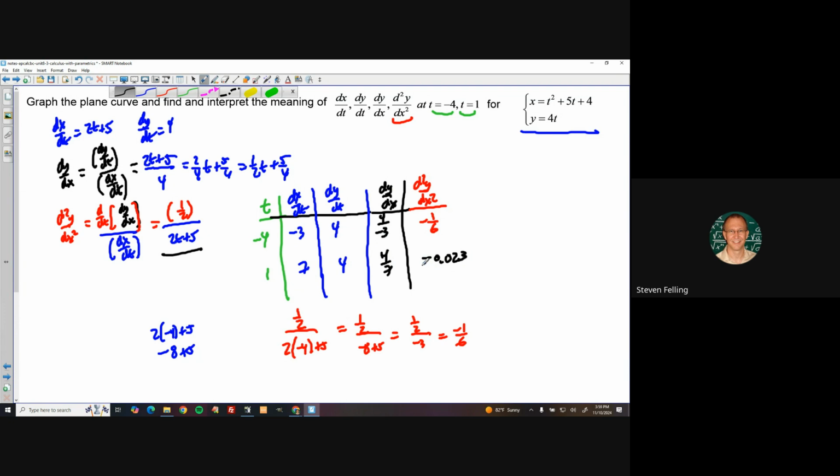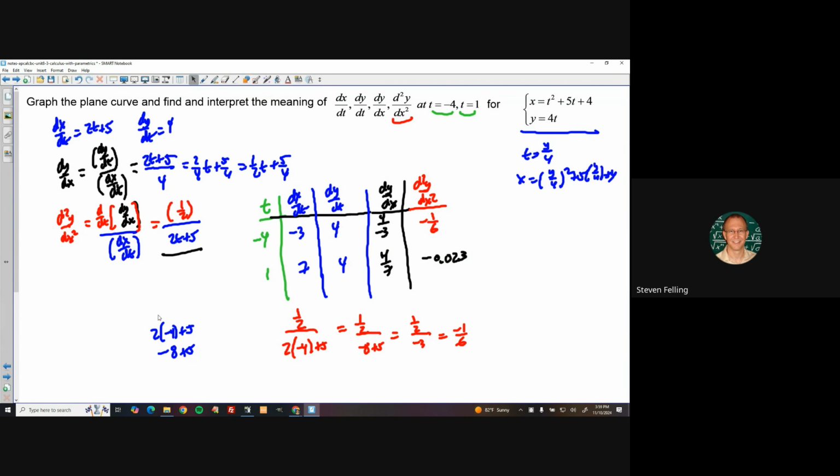Right, so it says to graph the plane curve now and interpret the meaning. So we could graph this plane curve a number of ways. We could put it in a calculator and graph. We could try to convert this by eliminating a parameter. For example, we could say that t is y over 4 and substitute that in here and get that this is y over 4 squared plus 5 times y over 4 plus 4. But I think the best thing to do is just show you the result from graphing in a calculator. On the next screen, I've got all the summary of this so we can interpret it.